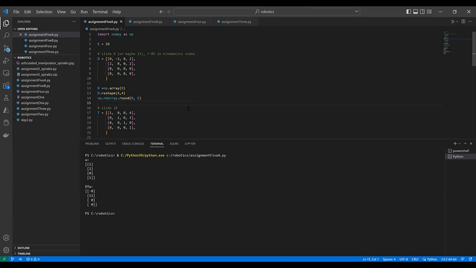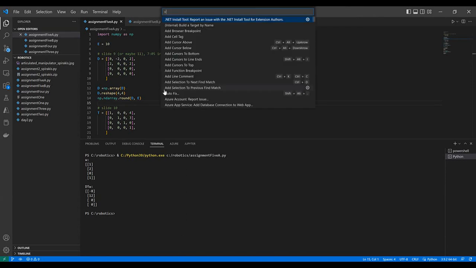But okay, I won't deduct points. Bottom line is something like this. I usually don't deduct points from you, okay? But you are in the PowerShell. If you want to change from the PowerShell to the normal command prompt, you should come over here, press Control Shift P, okay? And then you say, I'm sorry.